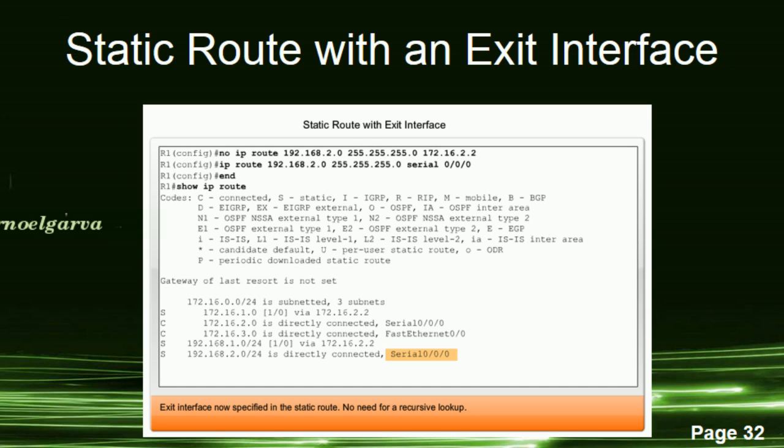A pipe has only two ends. What enters one end can only have a single destination, the other end of the pipe. Any packets that are sent via our R1 serial 0/0/0 interface can only have one destination, R2's serial 0/0/0 interface. R2's serial interface happens to be the IP address 172.16.2.2. Note, under certain conditions, the network administrator will not want to configure the static route with an exit interface but with the next hop IP address.